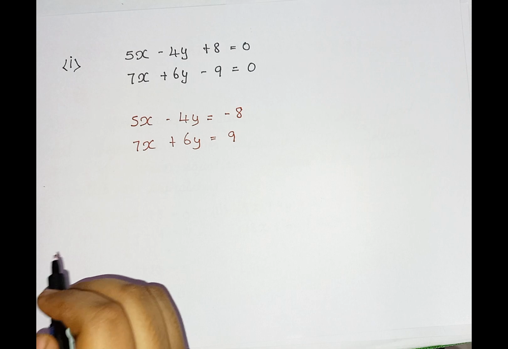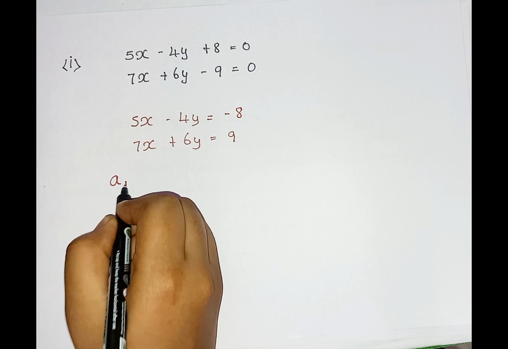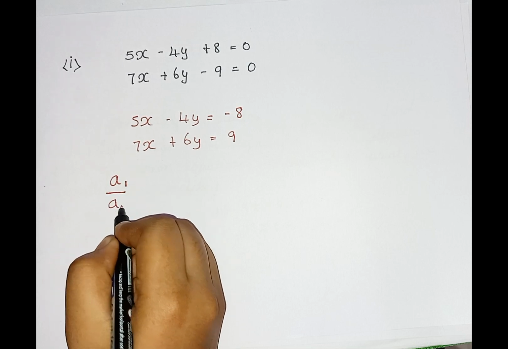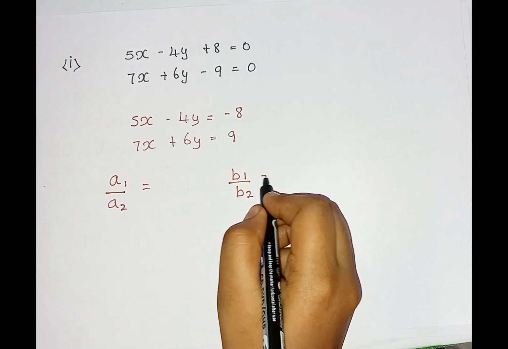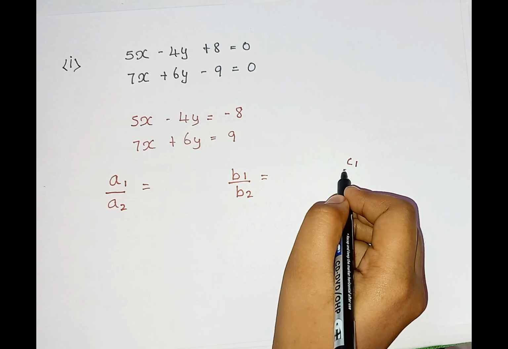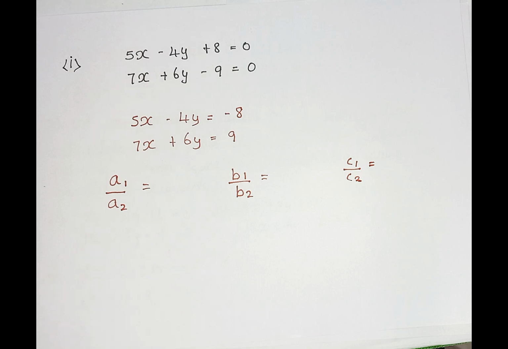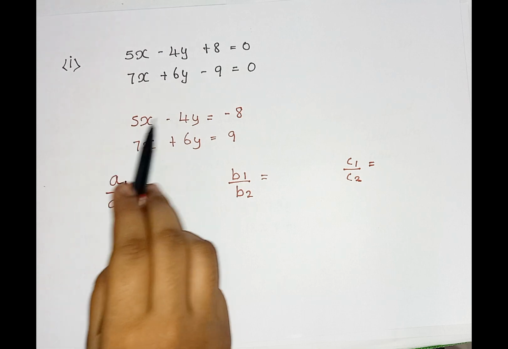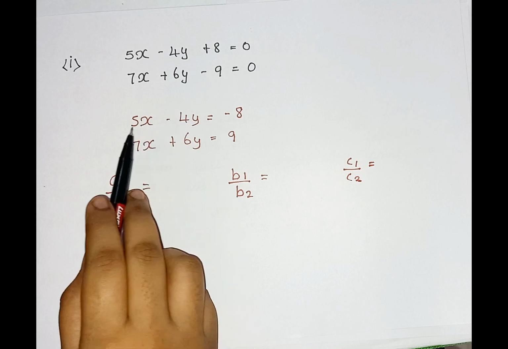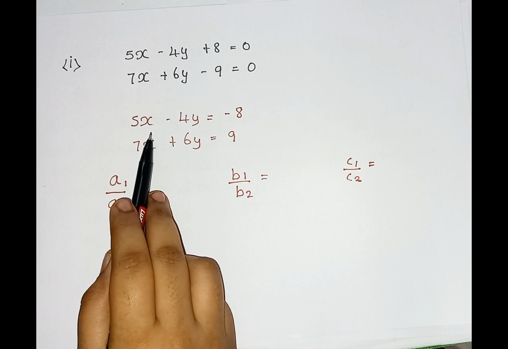Now we are supposed to write the a1 value, a2 value. So here a1 by a2 is equal to, and we write the b1 value divided by b2 value, and then the c1 value divided by c2 value. Then we are supposed to state whether it is intersecting lines or parallel or coincident lines. First of all, how to find the a1 value and a2 value? Here we have two equations. So we are supposed to write only the coefficients, that means numbers. Even the signs are important.